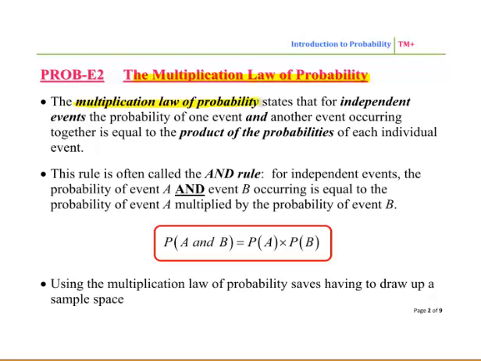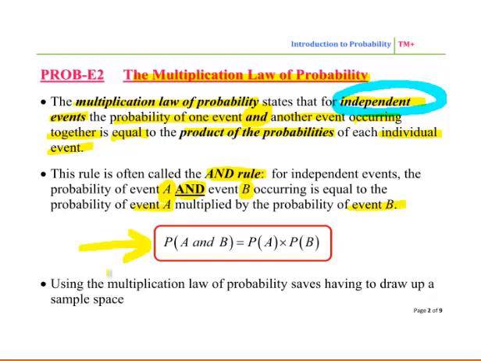Now, the multiplication law of probability states that for independent events, the probability of one event and another event occurring together is equal to the product of the probabilities of each individual event. Now, the thing to remember here is we are talking about independent events, so events that don't affect the other one. This rule is often called the AND rule. For independent events, the probability of A and B occurring is equal to the probability of event A multiplied by the probability of event B.